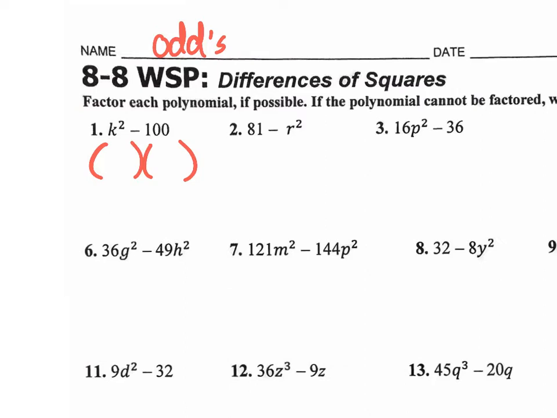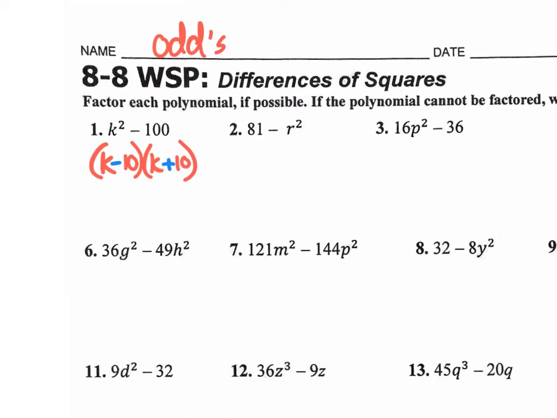what's the square root of k squared? K. What's the square root of 100? 10. What sign belongs in between? One negative, one positive. Because there is no middle term, so it has to cancel out.